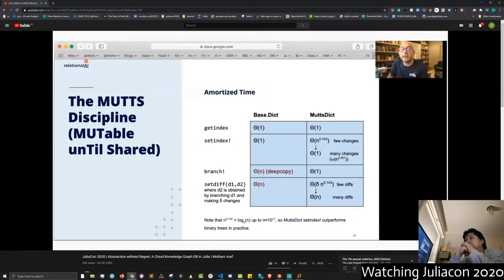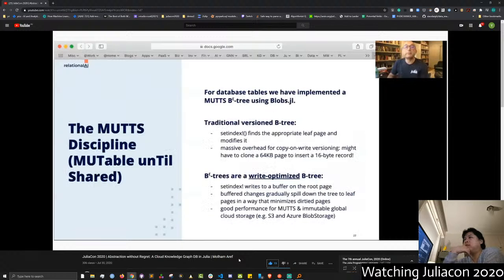With Julia's dictionary, if you want to make a copy of the dictionary that won't reflect changes made by the threads, you need to do a deep copy, which takes linear time. With the MUTs dictionary, the branch operation takes constant time. We also provide an efficient set diff to quickly iterate the differences between two versions of the dictionary. This runs in time proportional to the number of changes in the two versions, plus a little bit more. So the MUTs dictionary is our go-to data structure for in-memory dictionaries.